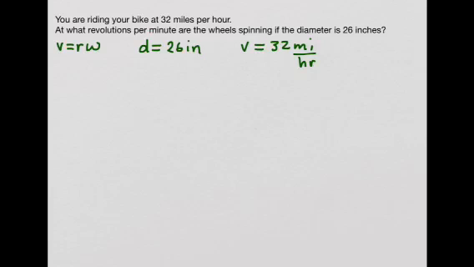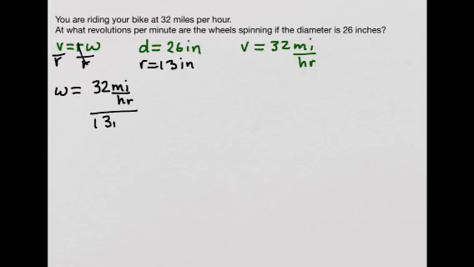Okay, the answer. So first thing we're going to do is get the R. Okay, and then to solve for omega, we have to divide both sides by R. So omega is velocity divided by radius. So 32 miles per hour divided by 13 inches. Okay, so I'm going to have to convert the linear unit, miles and inches, to one or the other. So I'll just convert the miles to inches.